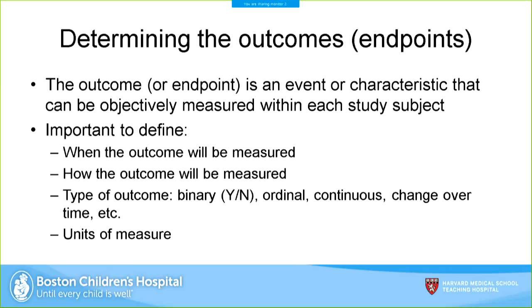Will this be a binary outcome, yes or no, present or absent? Is it ordinal? So these are ordered categories, such as low, medium, high, a continuous outcome, or change over time. So there are many types, but the type of outcome will really determine the type of analysis that you're going to do at the end. So it's good to think about this when you're writing the objectives and the outcomes. And also good to note what the units of measure are for these outcomes.